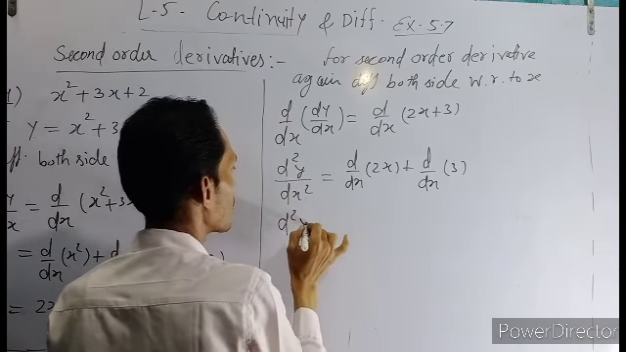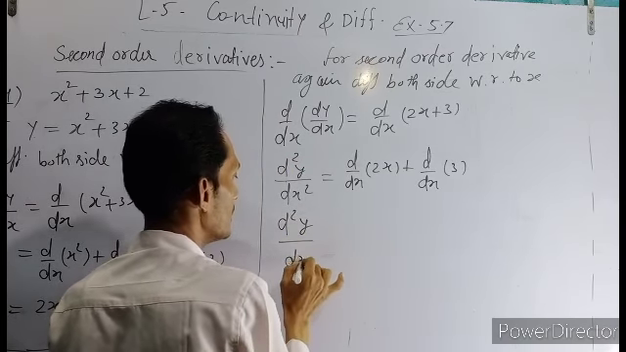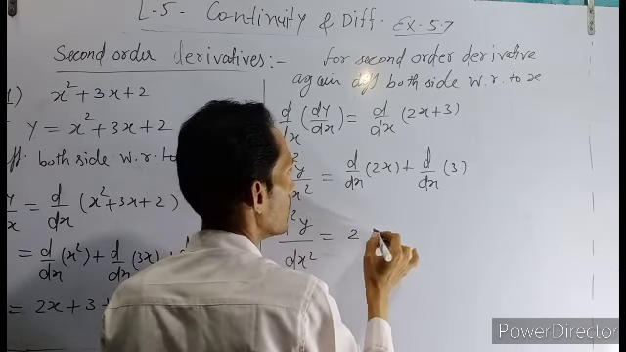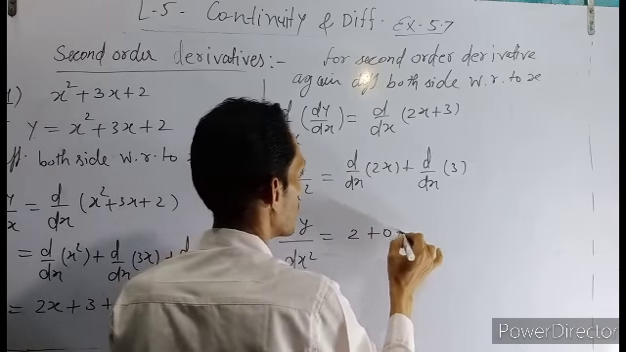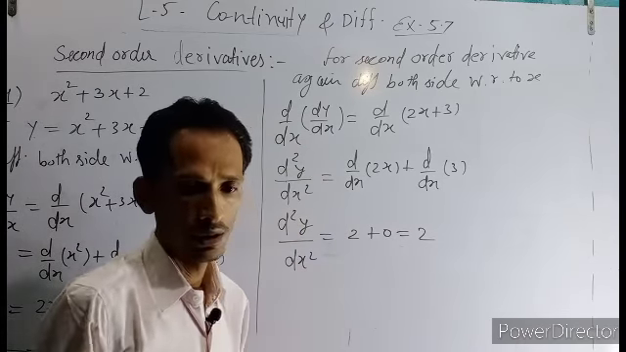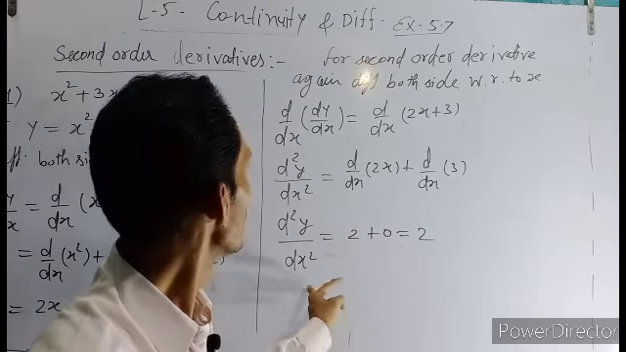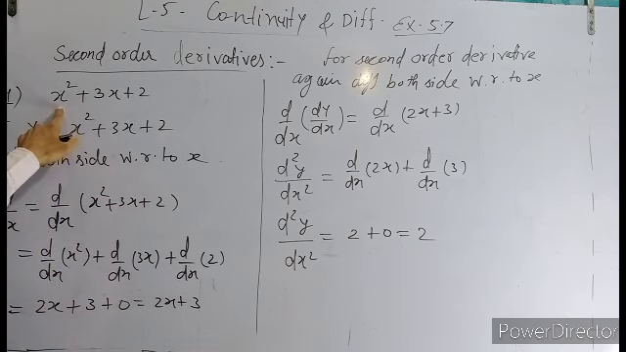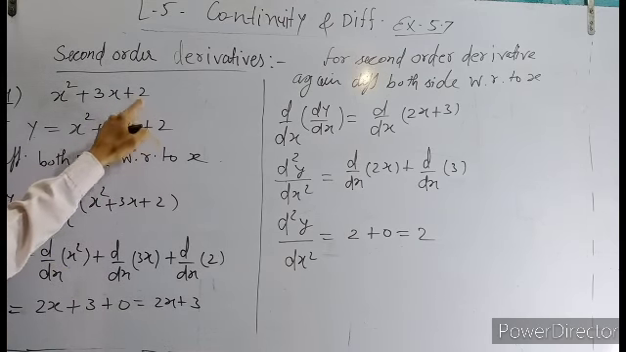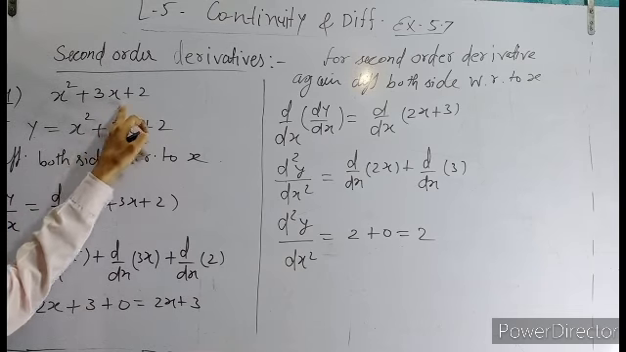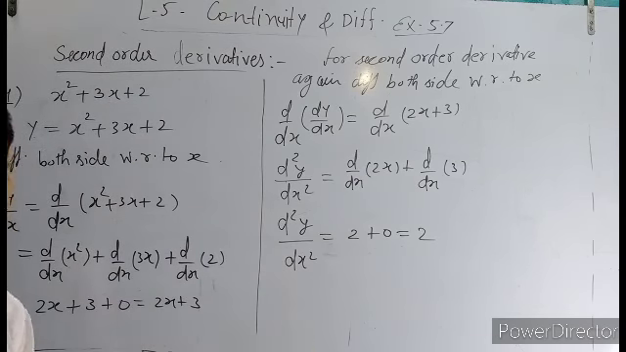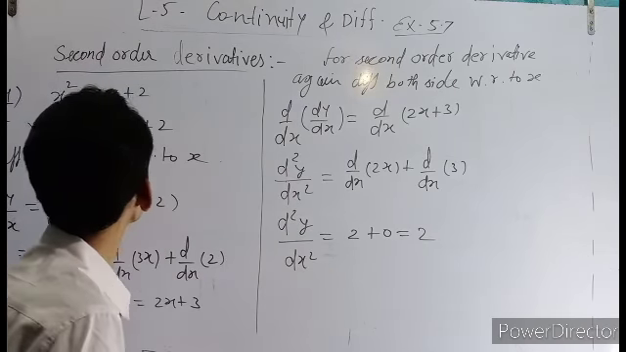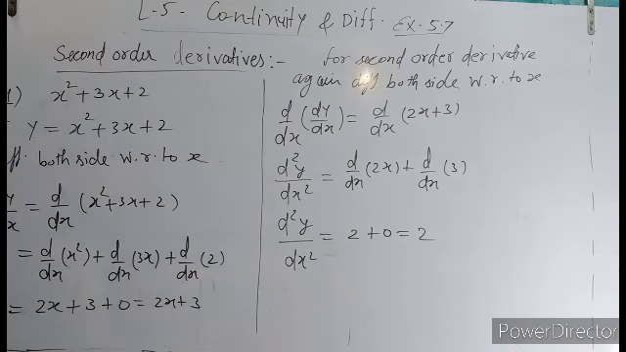So d square y upon dx square is equal to, with respect to x, 2 into 1 plus 0, that is equal to 2. Okay, so this is the second order derivative. So the given function x square plus 3x plus 2, and the second order derivative will be 2. So what the answer will be? 2. Okay, this is the solution of this. In this way we have to find out.